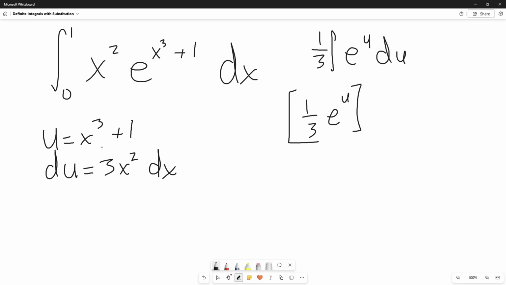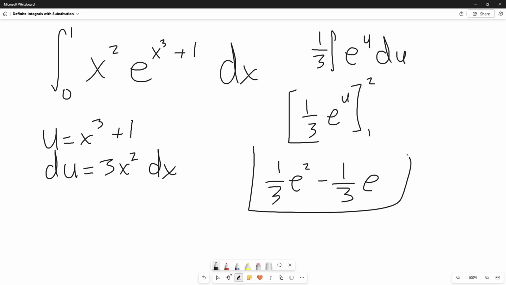And instead of plugging back x cubed plus 1 into u, we need to change the bounds from 0 to 1 to something else. So when x is 0, u equals 0 cubed plus 1, which is 1. And when x is 1, u equals 1 cubed plus 1, which is 2. And now we plug these back into 1/3 e to the u, and we get 1/3 e squared minus 1/3 e. And that's our final answer.